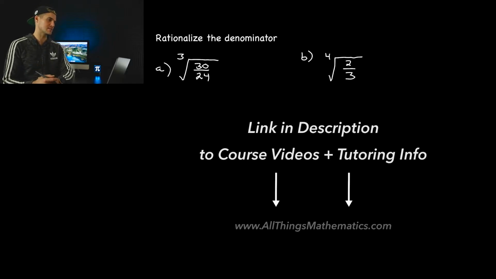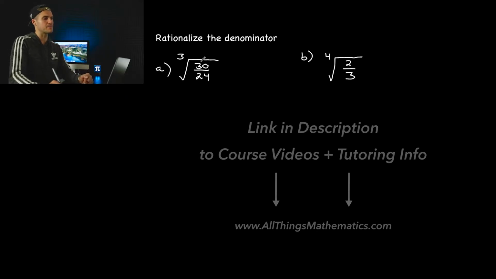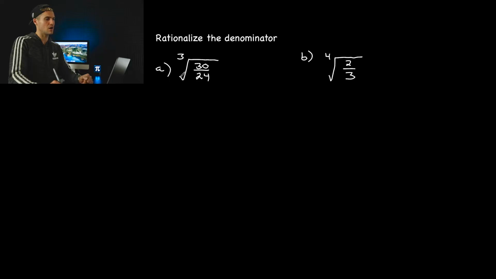Moving on to the next example, we have to take these two expressions and rationalize the denominator for both of them. Starting with part A, we have the third root of 30 over 24.